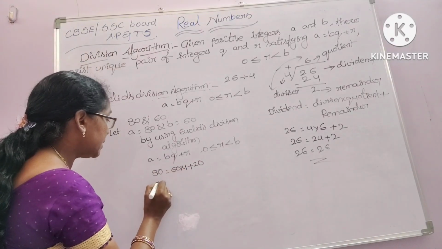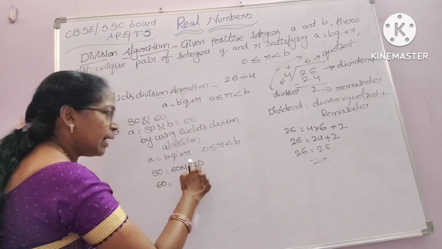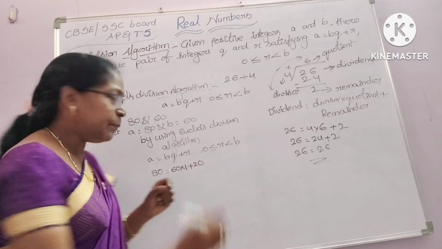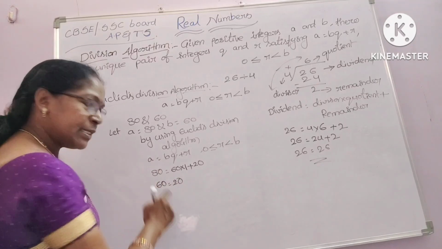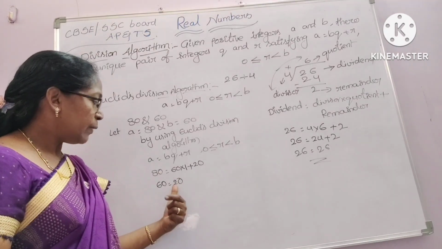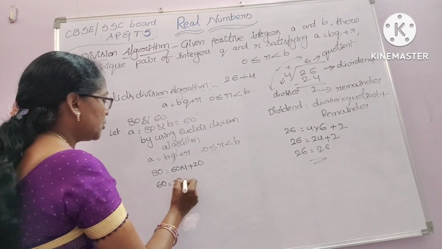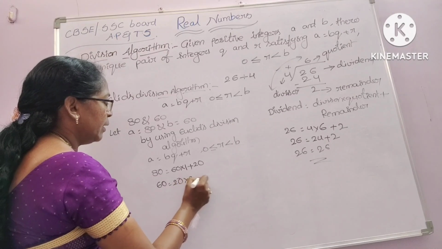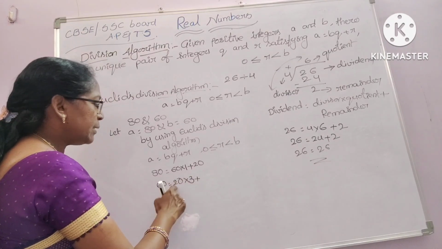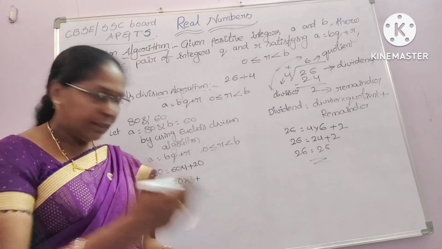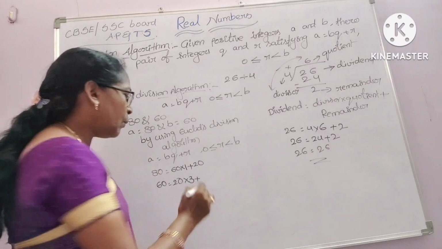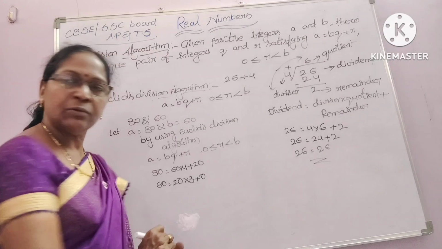Now on the right side, the big value, how to take it as a? Now assume 60 as a. 60 equals, and the second value we take as b. Now 20. 20 divides into 60 how many times? 20 threes are 60. So into 3. Now 20 threes are 60, and plus 0, 60. Both are equal. Is there any remainder? No. Here the remainder equals 0.